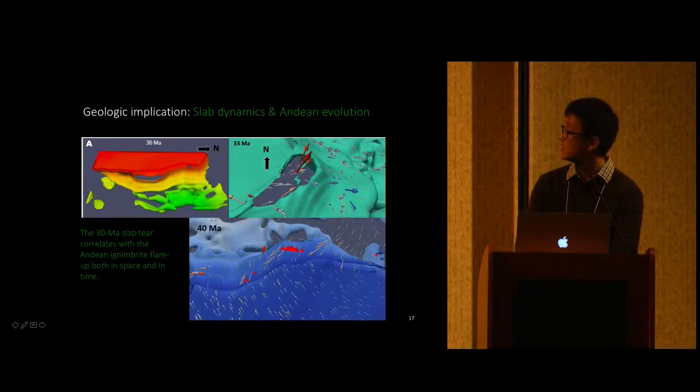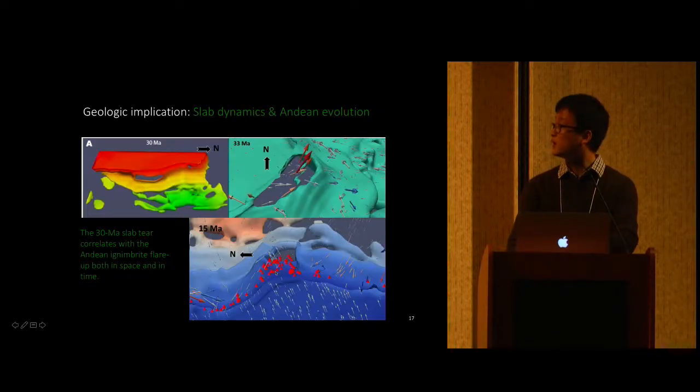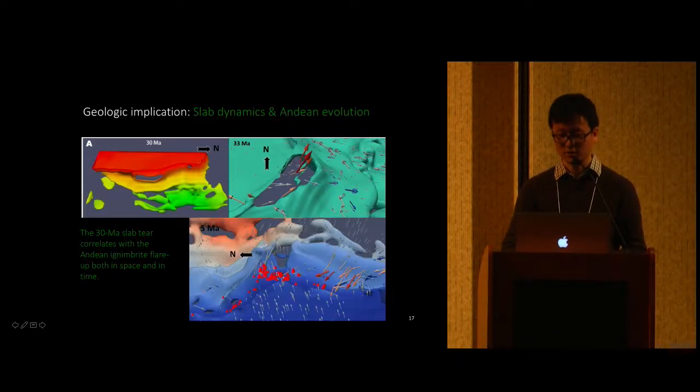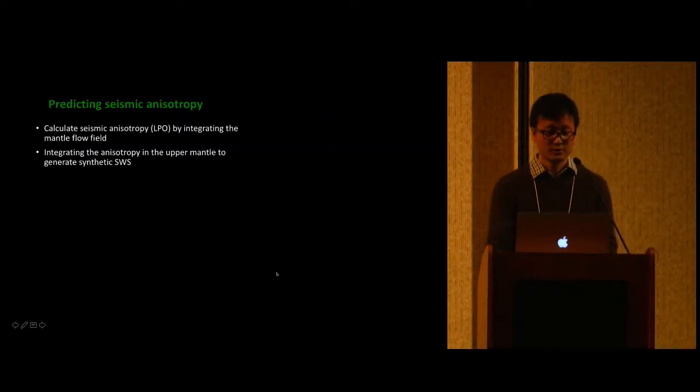As shown in this figure, at 40 million years ago, there's no slab gap, so the volcanism is very sparse. But as the slab gap opens, there are more and more volcanisms. So it's also very consistent with our model prediction.